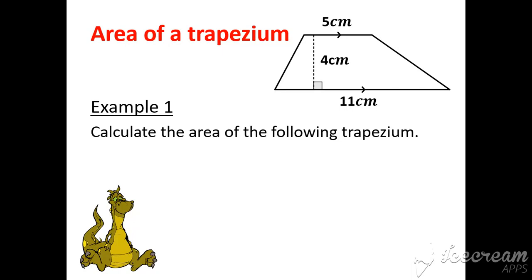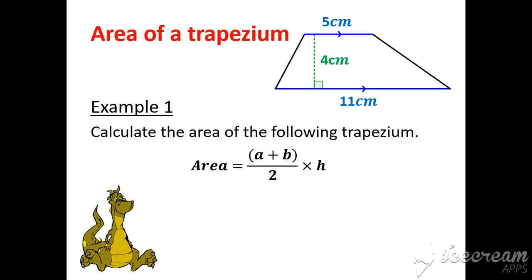Cool, let's get into this example, show you how this rule works. We're going to work out the area of the following trapezium. So the first thing, can you see that A and B are 5 and 11, and the height is 4? So let's bring up the formula. Area of a trapezium is equal to bracket A plus B, bracket close, divided by 2 times the height. So we know A and B are 5 and 11. So on the top of the bracket, we're going to go 5 plus 11. We're going to divide that all by 2, and then we're going to multiply it by the height, which is 4.